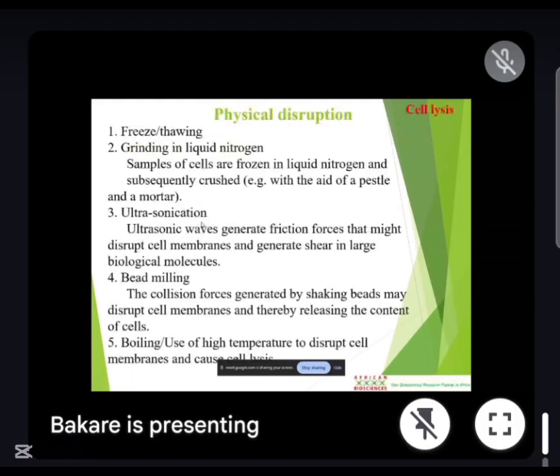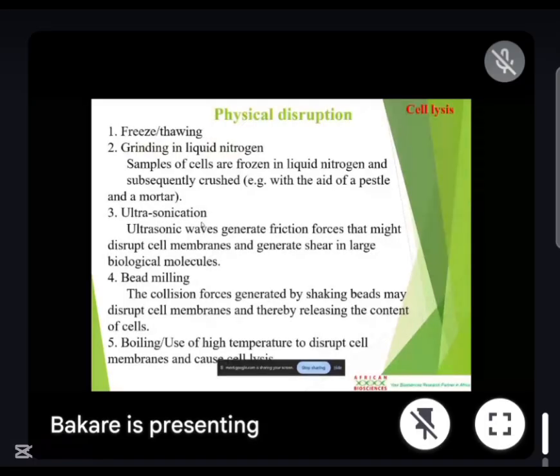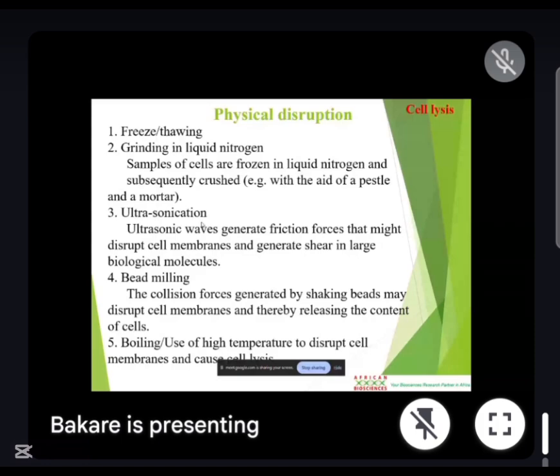So for the physical lysis now, you can lyse by freezing or thawing. If you are using physical lysis, you are using your in-house protocol. So I just put this here for the sake of people that might want to do an in-house protocol. So you freeze and thaw, or you grind in liquid nitrogen, or you do ultrasonication.